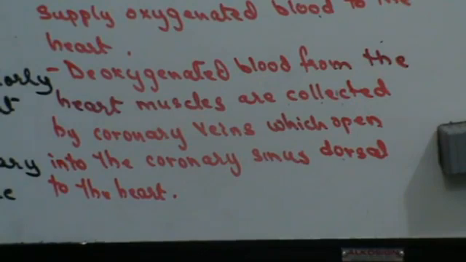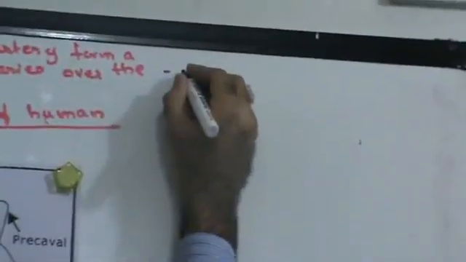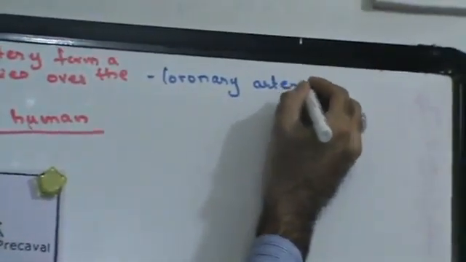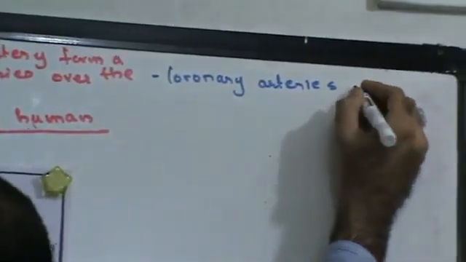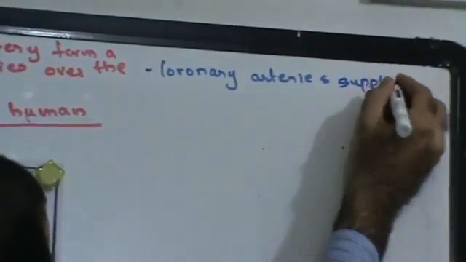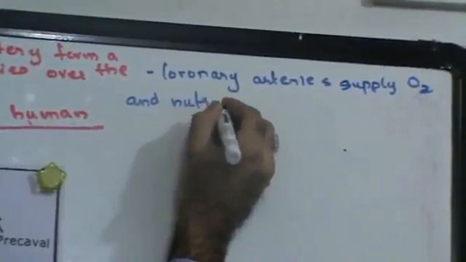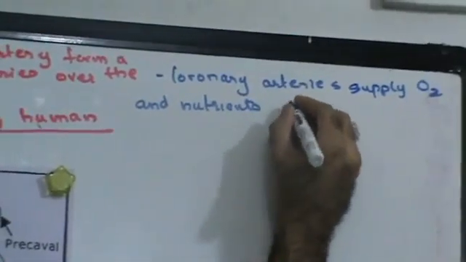Fine. The coronary arteries supply oxygen and nutrients for the functioning of the heart.